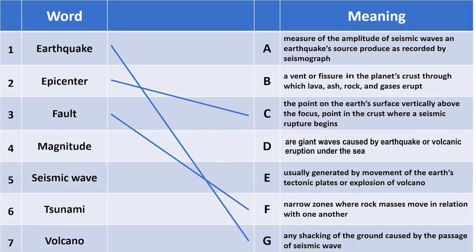Faults are narrow zones where rock masses move in relation with one another. Number 4, letter A, great! Magnitude is the measure of the amplitude of the seismic waves an earthquake's source produces as recorded by seismographs. Number 5, letter E, nice! Usually generated by movements of the Earth's tectonic plates or explosion of volcanoes is called seismic waves.